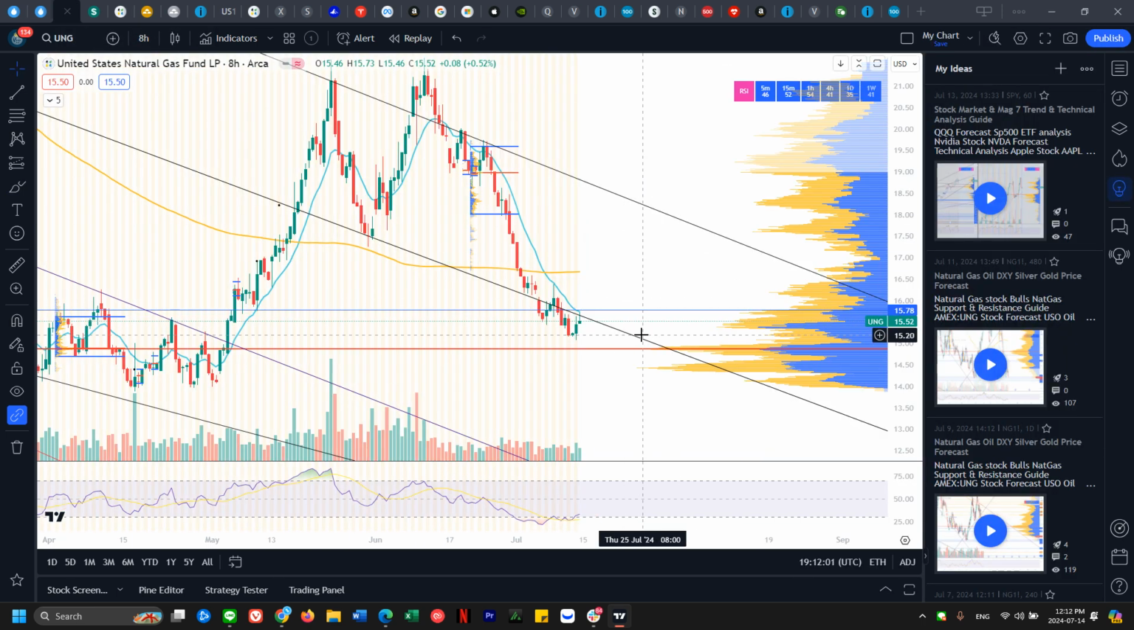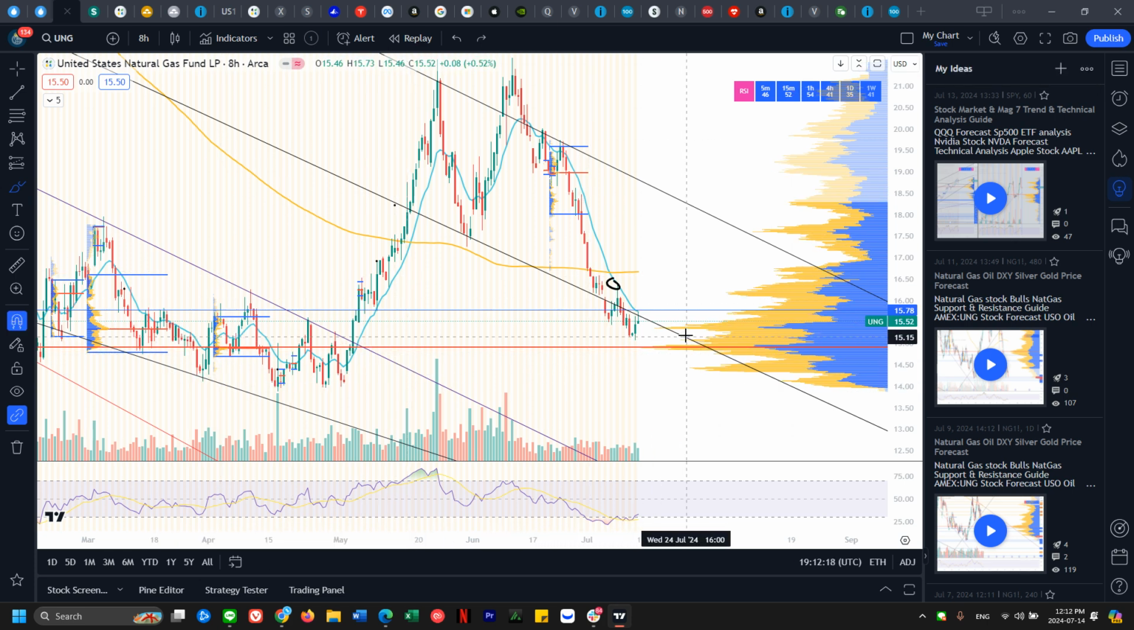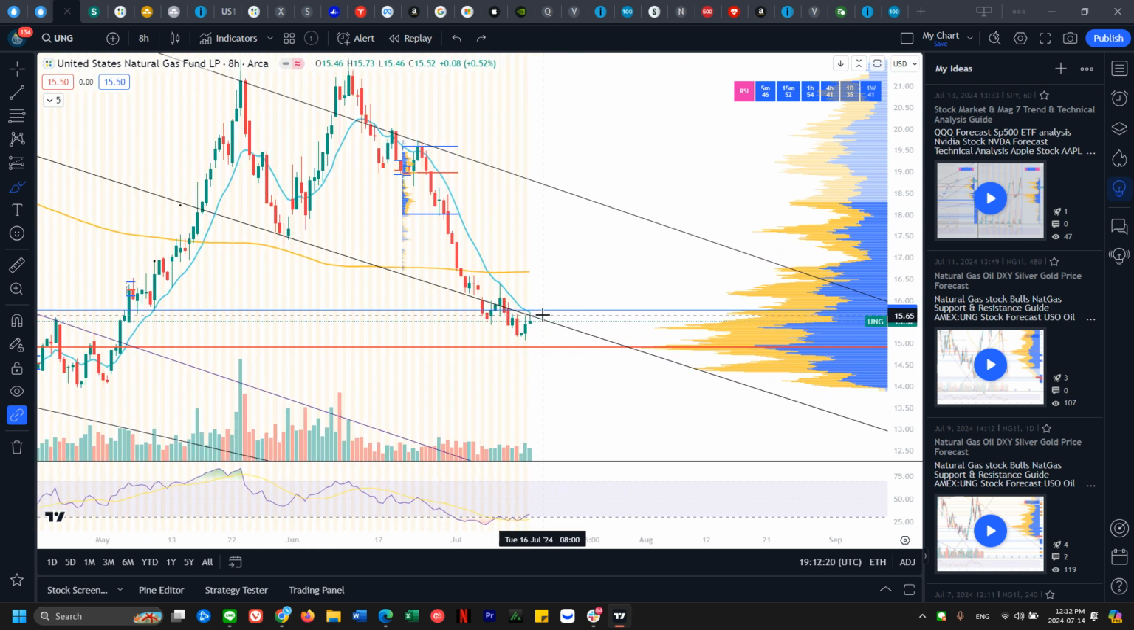All right, UNG, similar idea. That gas can't get over 8-hour EMA 12. UNG is not going to get over 8-hour EMA 12. Rejection and another rejection. Very clear as well. And it is getting to this bottom of support as well. So let's see if that gas can bounce and get over 8-hour EMA 12 as well as UNG.